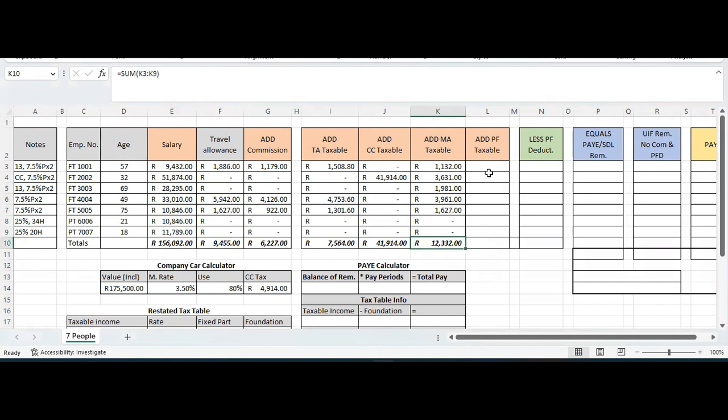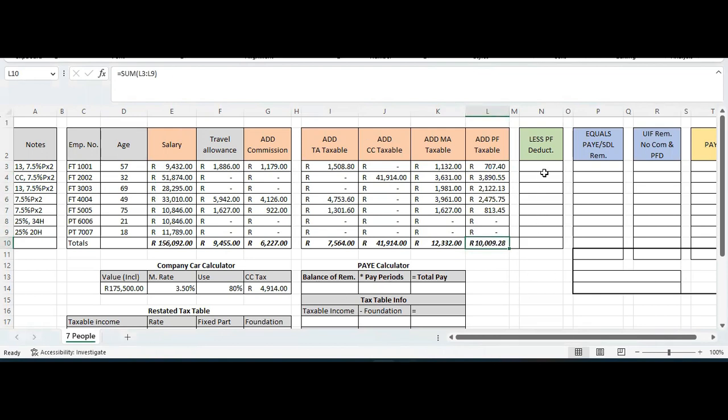Okay, what about the pension fund, the part that the company is paying? Well, it told us that it is 7.5% of the basic. So basically now I can just refer back to this column, multiply it like I did there with 7.5%, and that will give me the answer. And then I can just pull that down. I won't do that. I've done it before, so I will just reveal it to you. And then you total.